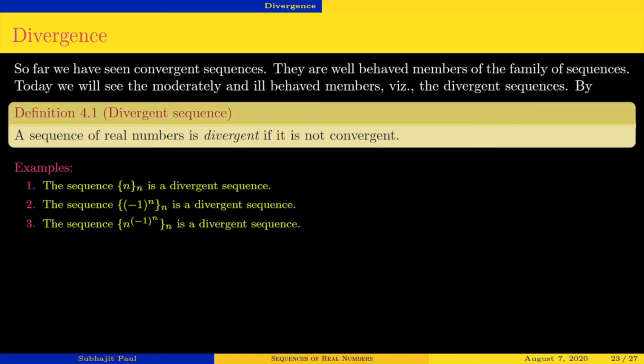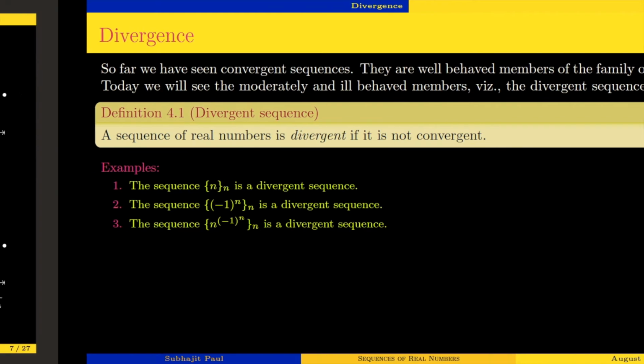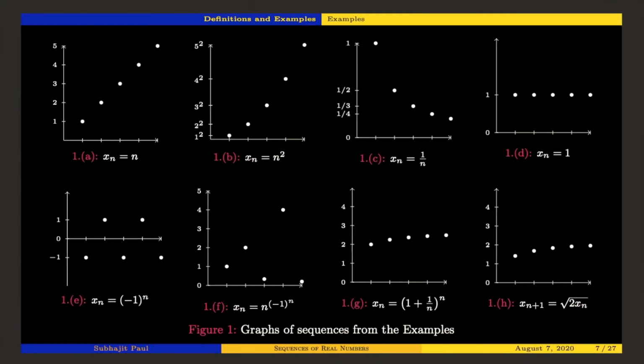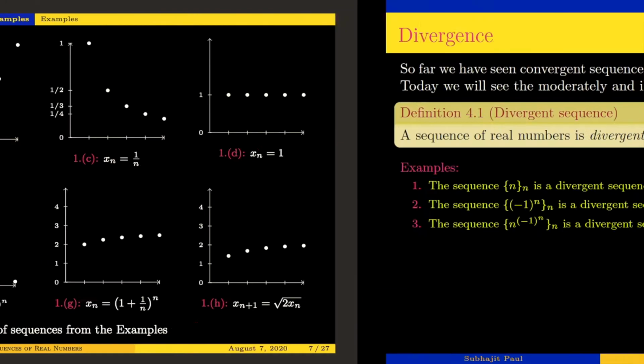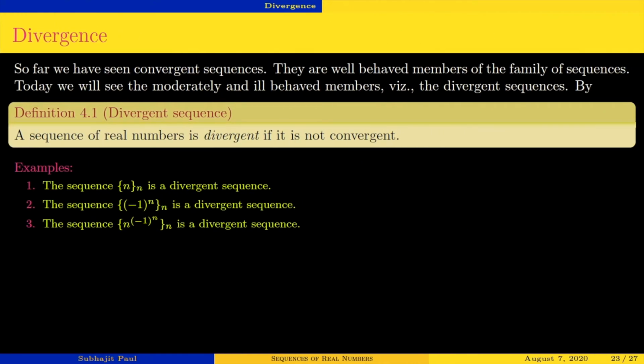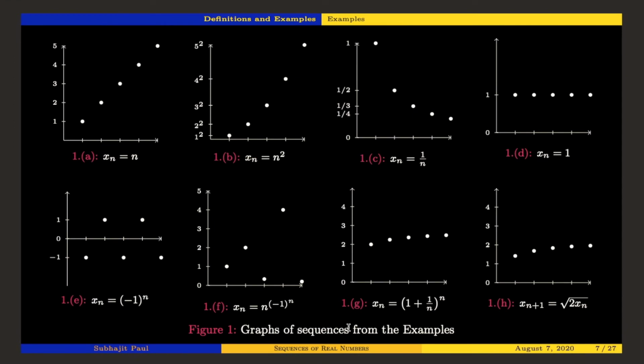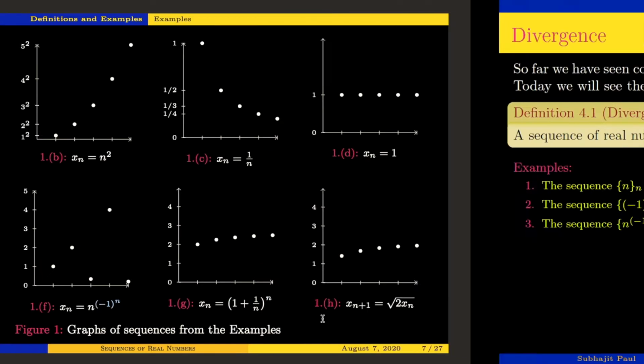All these examples that I am giving you, we have already seen in the first lecture. So I am taking these examples from there only. The sequence n^((-1)^n) goes like this: x1 is 1, x2 is 2, x3 is 1/3, x4 is 4, x5 is 1/5, and so on.